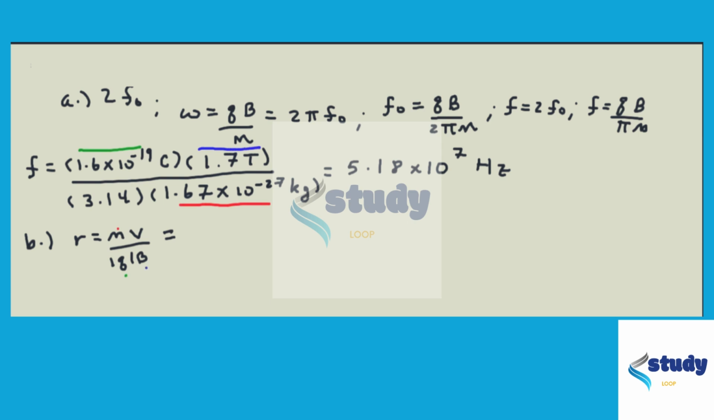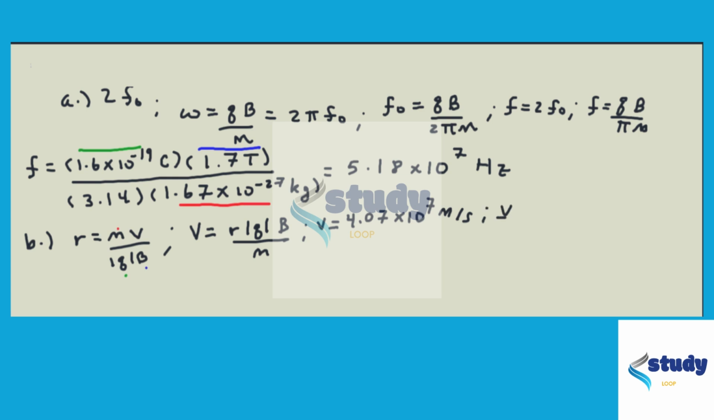Okay, so let's rearrange this to solve for V. V is equal to R Q B over M. Simple algebraic manipulation. And we plug in our parameters, I get that V is equal to 4.07 times 10 to the 7th meters per second.